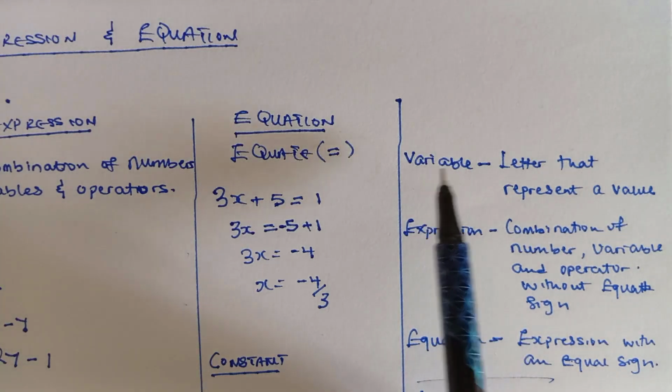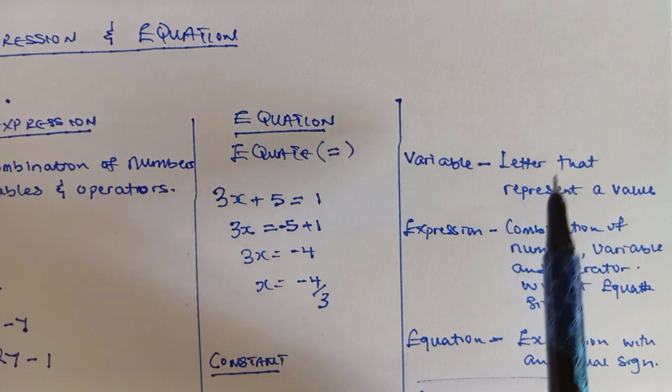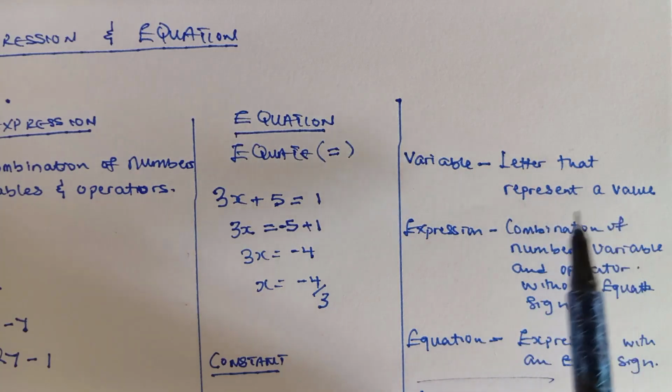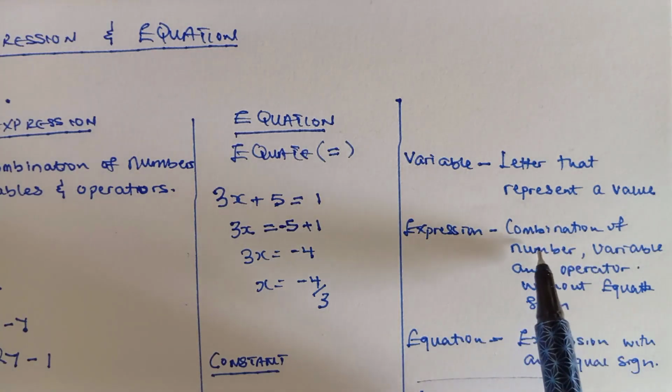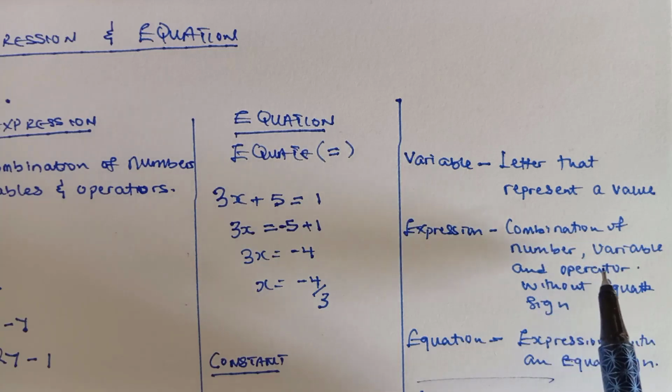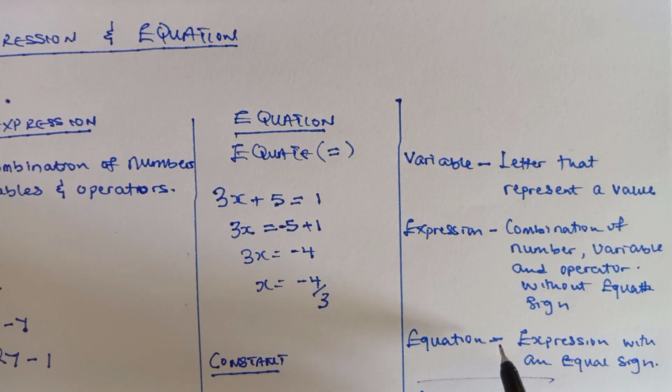So a variable is just like a letter that represents a value. Its value continues to change with respect to other values around it. An expression is a combination of numbers, variables, and operators without an equal sign. And an equation is an expression with an equal sign.